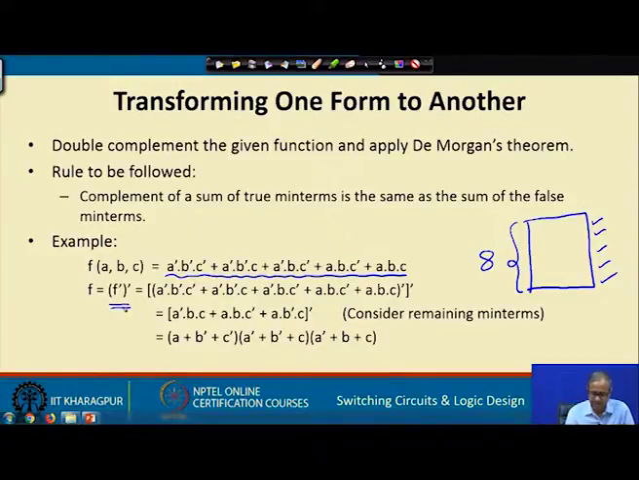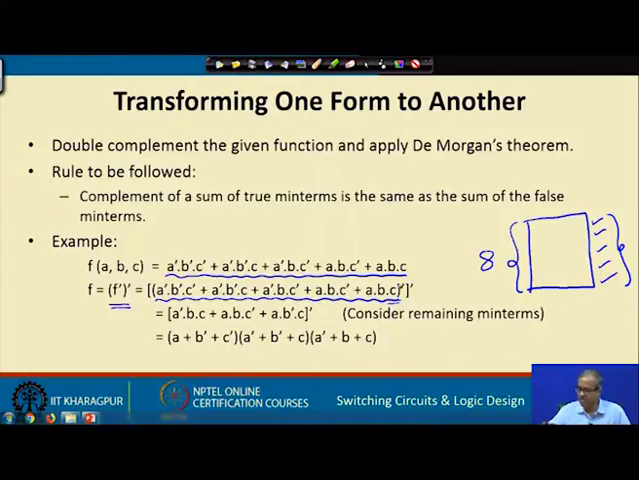So, this was f. Within the inner bracket, f bar, whole again bar. Now, let us look at the meaning of this inner thing, some function bar. What does this function represent? This function represents these 5 rows of the truth table for which the output was 1.